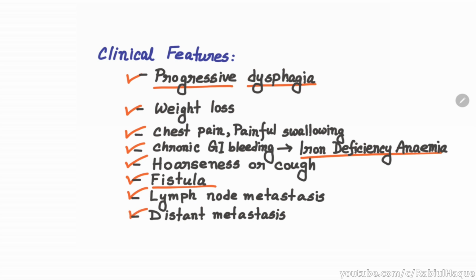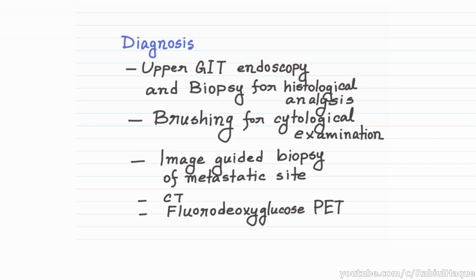Now, regarding distant metastasis, always remember, most common sites for distant metastasis are lungs, liver, bones, adrenal glands, and kidneys. So always remember these organs for your multiple choice questions. Most common sites for distant metastasis of esophageal squamous cell carcinoma are the lungs, liver, bones, adrenal glands, and kidneys.